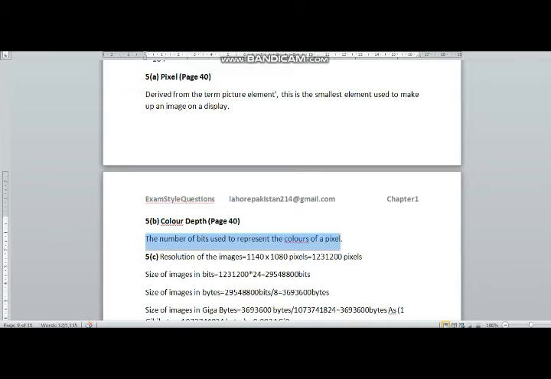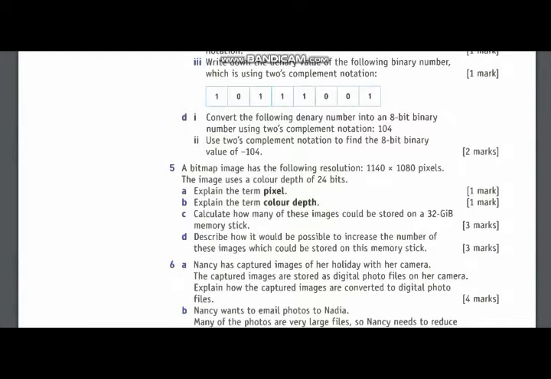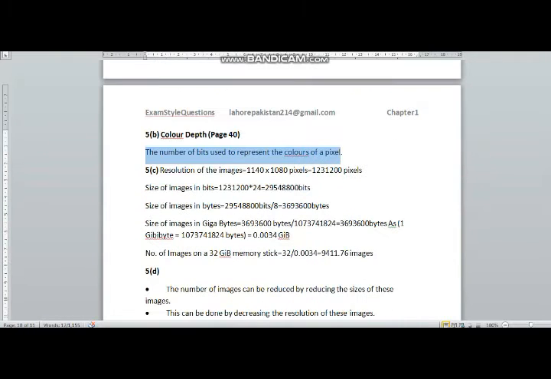Now let me move on to part C. In part C, the question is: calculate how many of these images would be stored on a 32 GB memory stick. These are the dimensions of images. You have been given the pixels in height and the pixels in width. You will multiply the pixels of height and width together to find out the total number of pixels, which is called the resolution of an image. Now, to find out the resolution of an image, we will multiply both the pixels of height and width to calculate the total number of pixels.